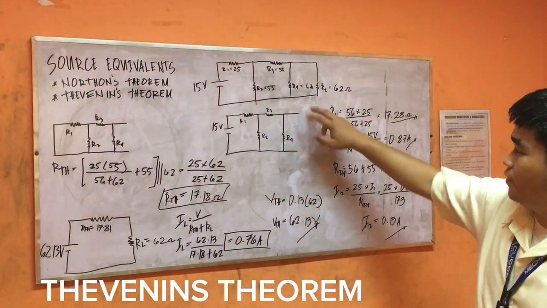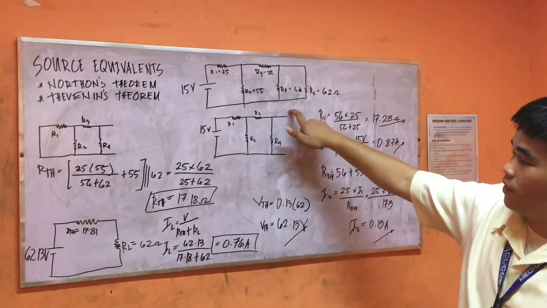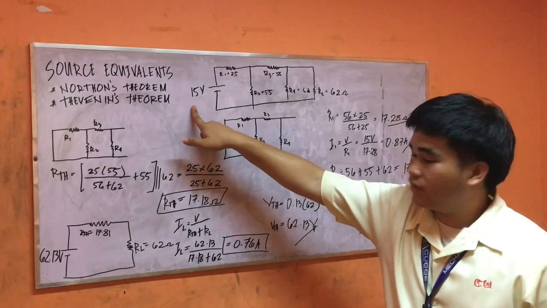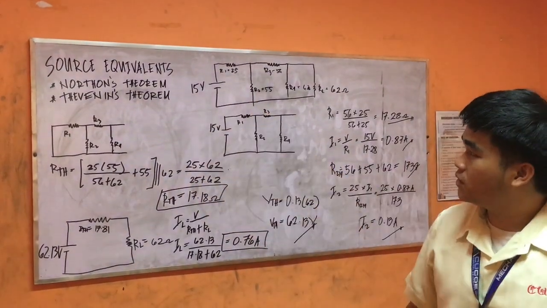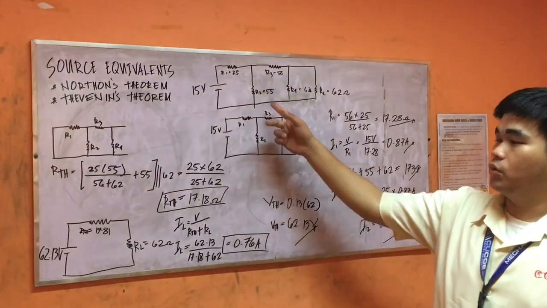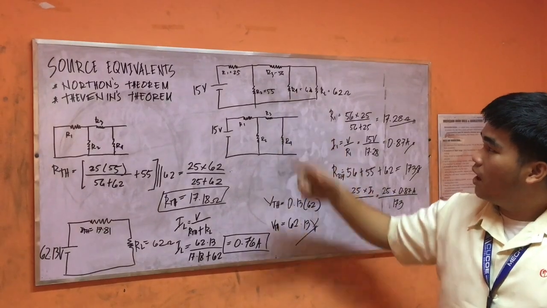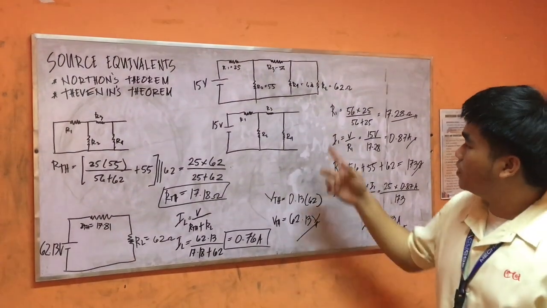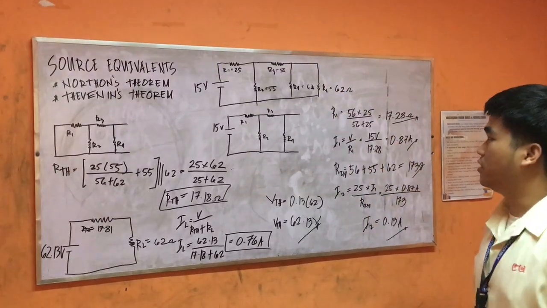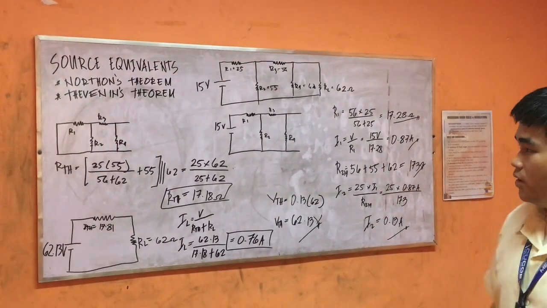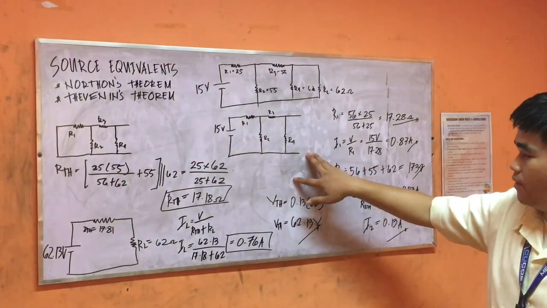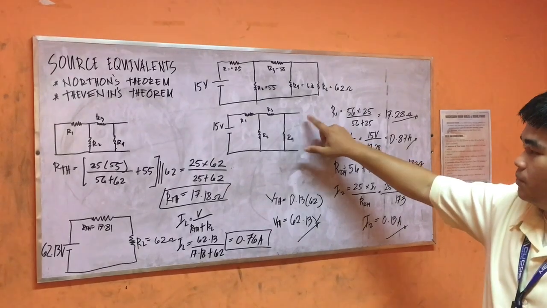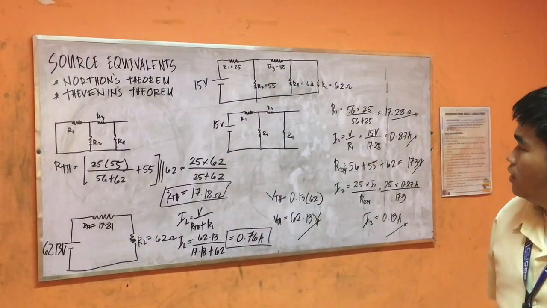So here is our given diagram. Our given voltage is 15 volts. Our R1 is 25 ohms, R2 equals 55 ohms, R3 equals 56 ohms, R4 equals 62 ohms, and our RL is equal to 62 ohms. So first we have this diagram. So we have to remove the load, the RL.